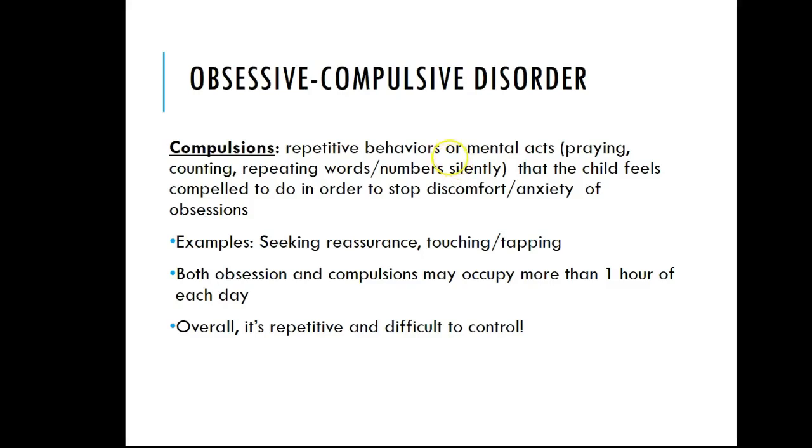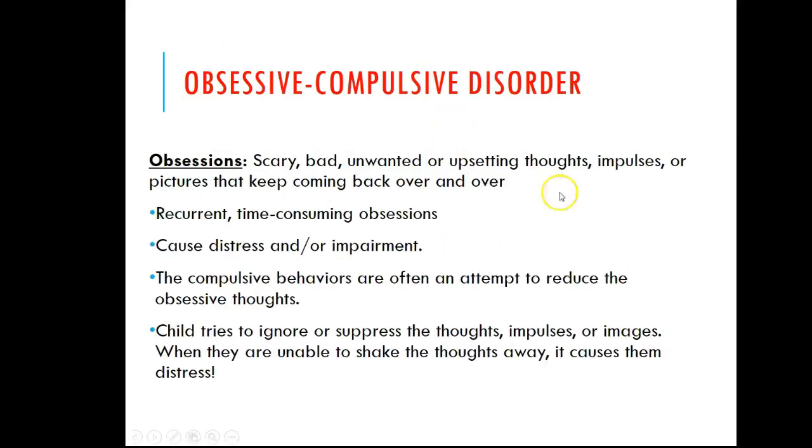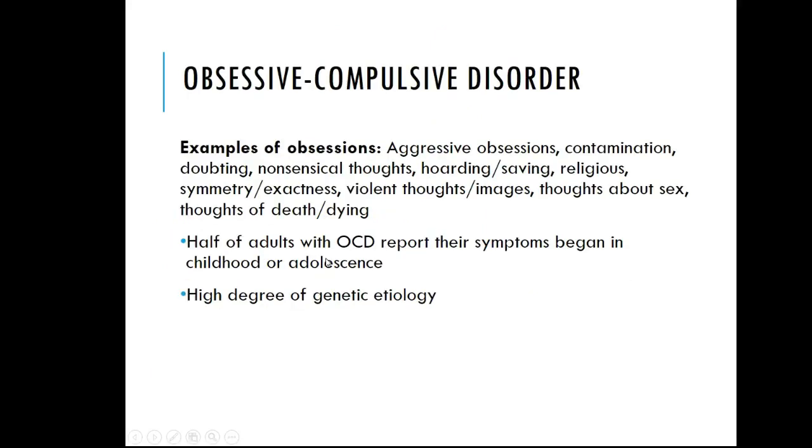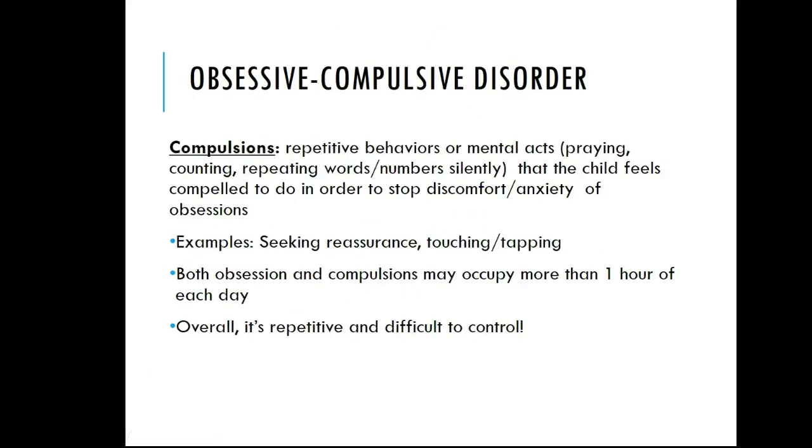It could be remaining silent or counting numbers silently, inside. Some other examples are seeking reassurance over and over, seeking validation over and over, touching or tapping a certain thing over and over. That behavior is a way for the child to alleviate some of the stress occurring internally due to obsessive thoughts. Now, both obsessions and compulsions may occupy more than an hour each day, and that is why it becomes debilitating and starts to impact the child's overall functioning, because it is very time consuming. And overall, it's repetitive and it can be very difficult to control.